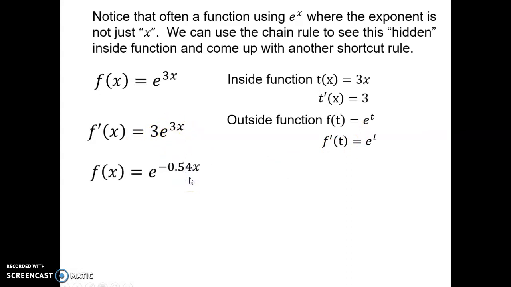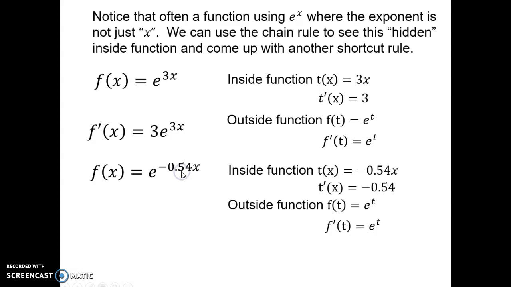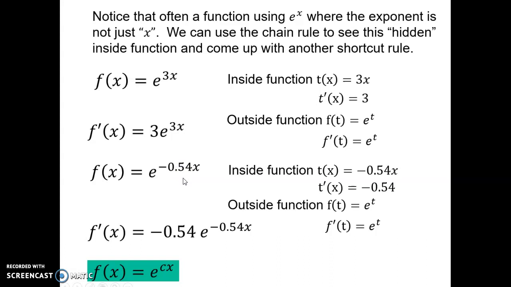Well, this actually comes, if you look at these, and I do another one, the inside function was, again, the exponent negative 0.54x, the derivative is negative 0.54, outside function e to the t, derivative e to the t, there's our derivative. This leads to another little shortcut. When I have e to some constant multiplied by x, when I have a function that looks like that, it's like a mini chain rule.